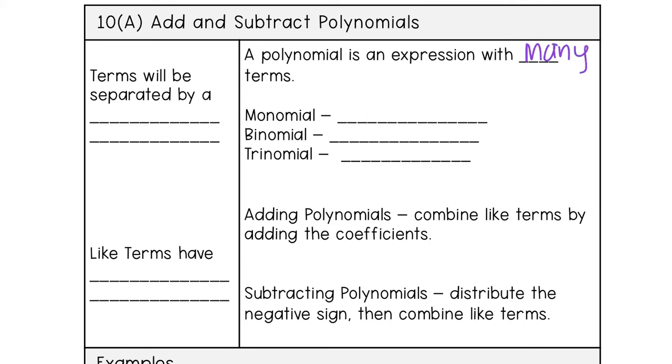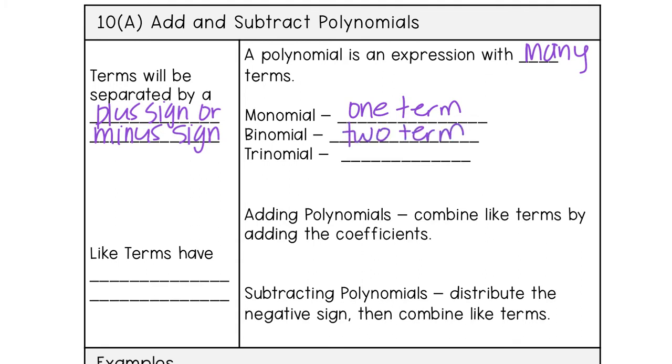So remember that terms will be separated by either a plus sign or minus sign. When the polynomial only has one term, we call that a monomial. A binomial is when it has two terms, kind of like bicycle, and a trinomial is when it has three terms.